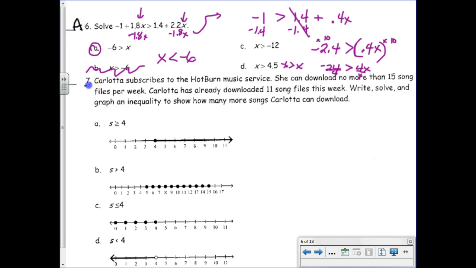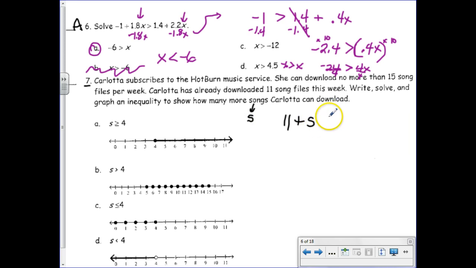All right, number 7. Carlotta subscribes to the Hot Burn music service. She can download no more than 15 song files per week. She's already downloaded 11. Write, solve, and graph an inequality to show how many more she can download. Well, she's already got 11, and she's got how many songs left? So I'm going to use S for songs. Okay, I'm going to say that's my variable.